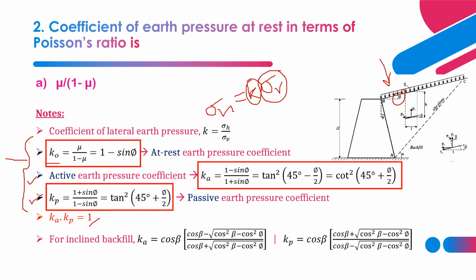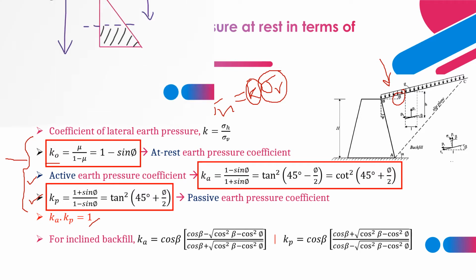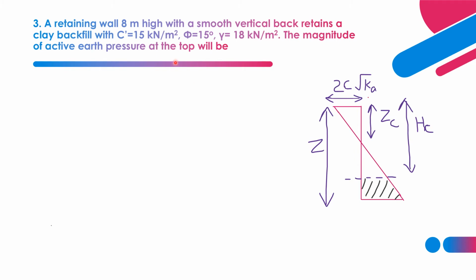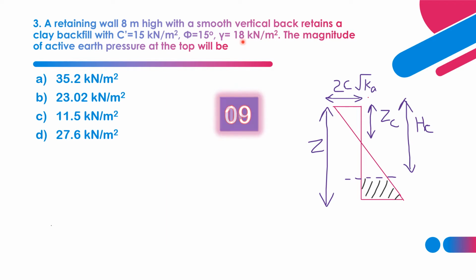Now moving on to the third question. A retaining wall 8 meter high with a smooth vertical back retains a clay backfill with effective cohesion value 15 kN per meter square, and the angle of internal friction value is given as 15 degrees, and the unit weight of the clay backfill is 18 kN per meter cube. We have to calculate the magnitude of active earth pressure at the top. So at the topmost position of the backfill, what will be the magnitude of active earth pressure, that we have to find.